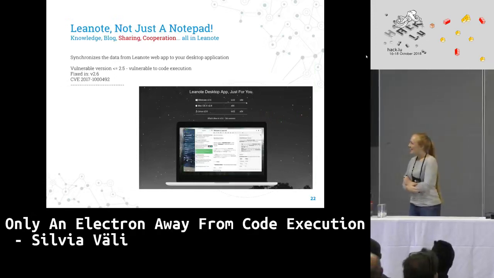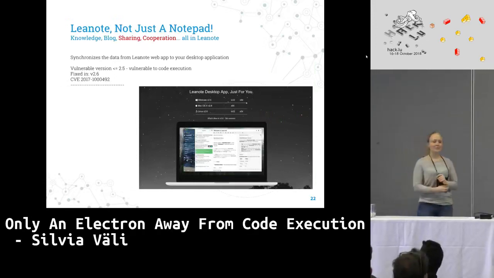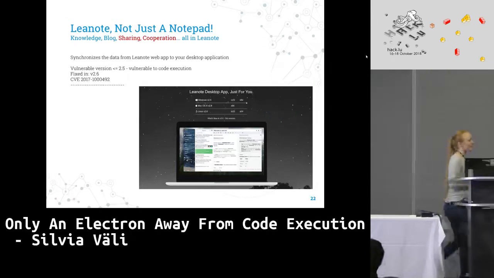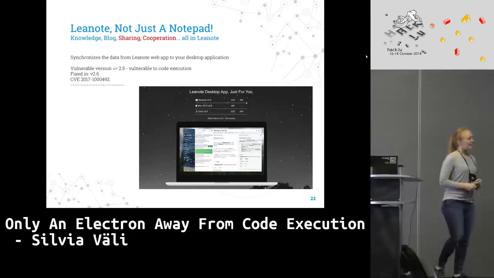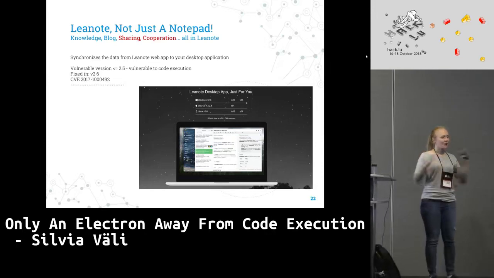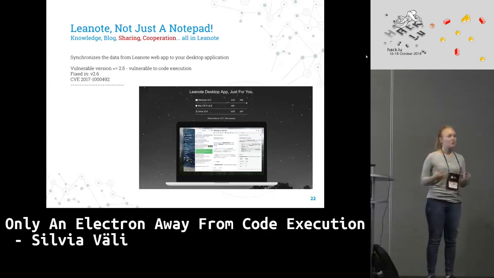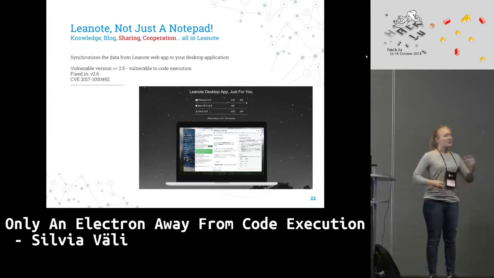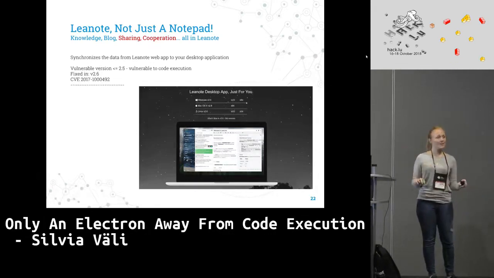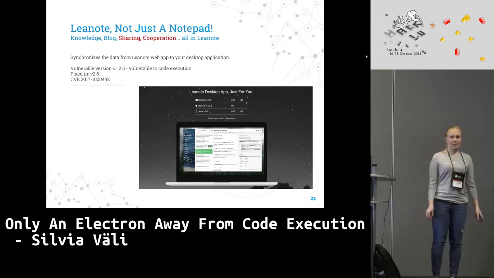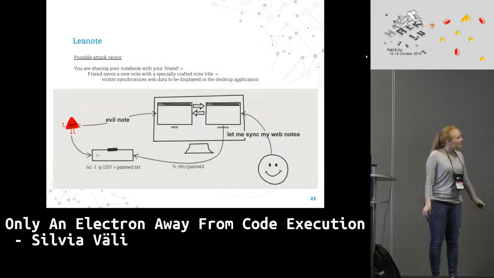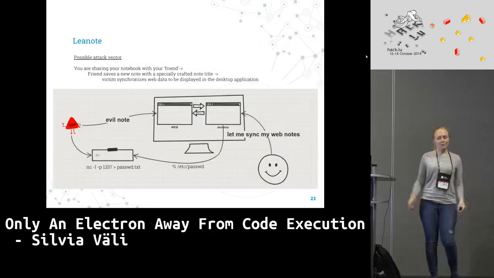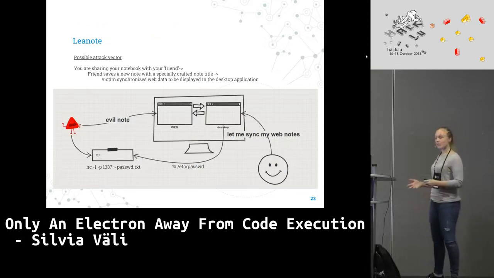The first example here is the Lianode note keeping and sharing application. On their site, they really encourage you to share your notes with your friends or coworkers. They had the web version, they had the desktop version, and the best part was that you could synchronize the data between those two. So if you happen to share your information, the scenario here was that the vulnerability didn't occur on the web application.